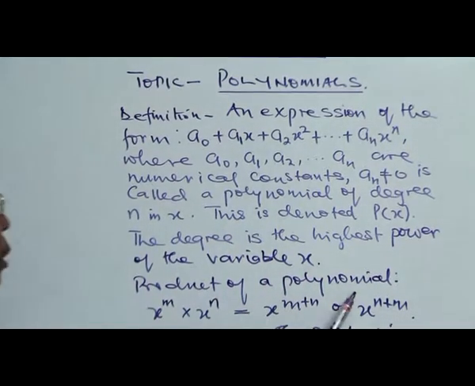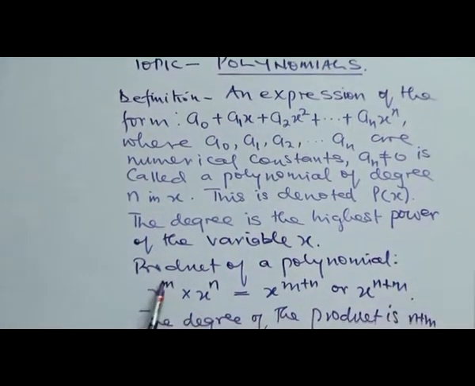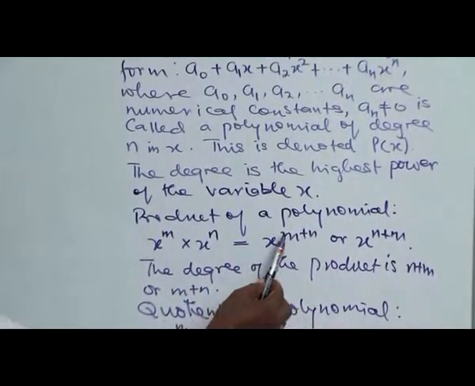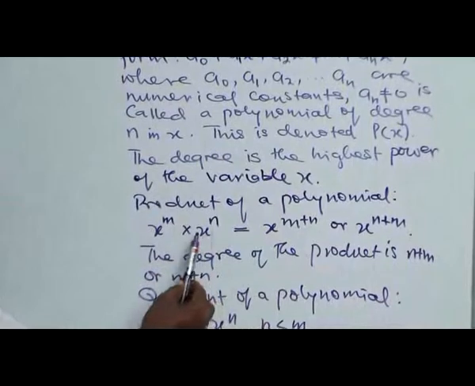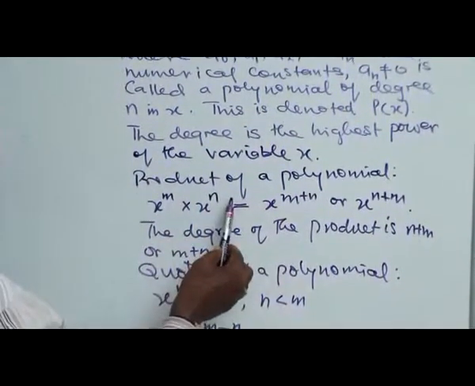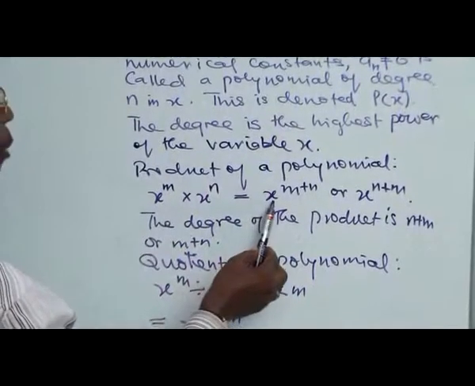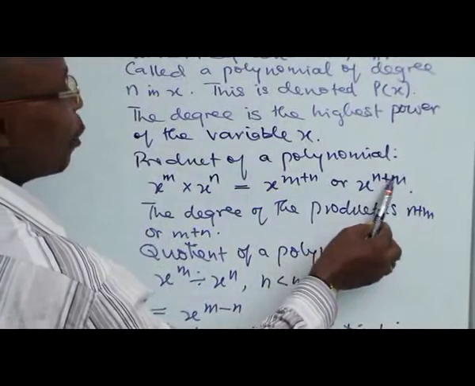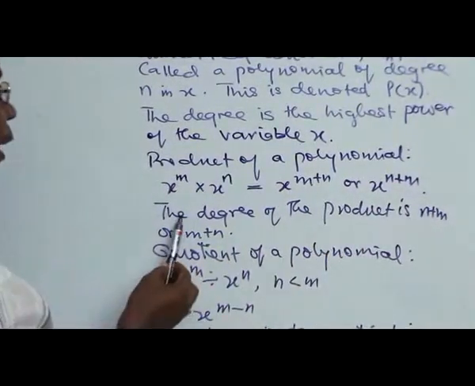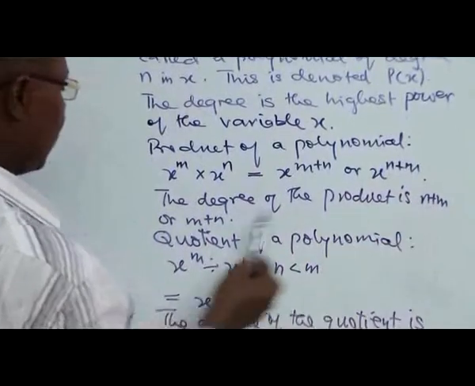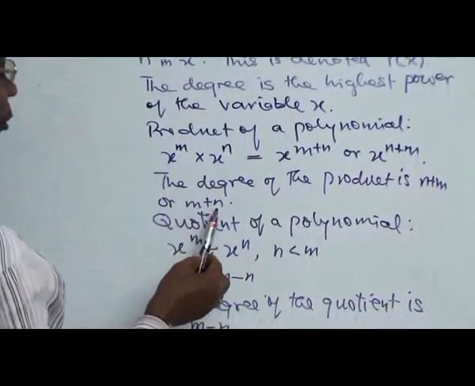Product of a polynomial. s^m times s^n will be equal to s^(m+n). Recall the laws of indices: you add the powers where the base is the same. Or we can write this as s raised to the power m plus n. The degree of the product is m plus n.